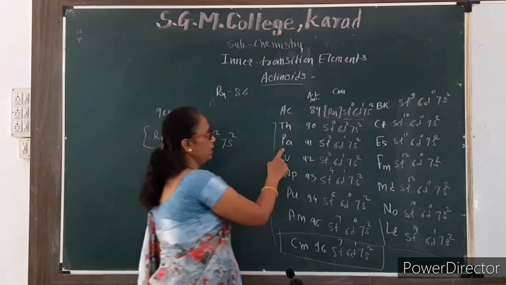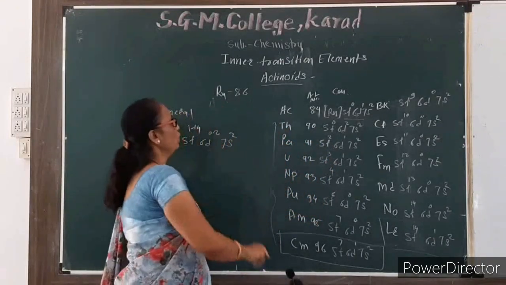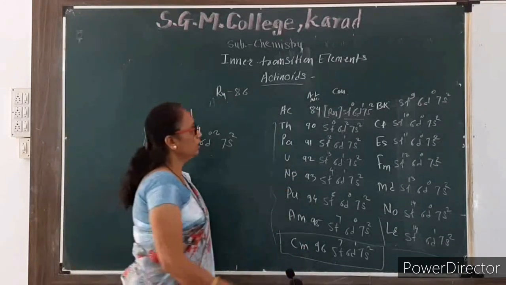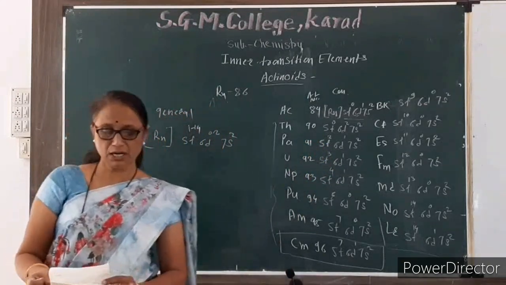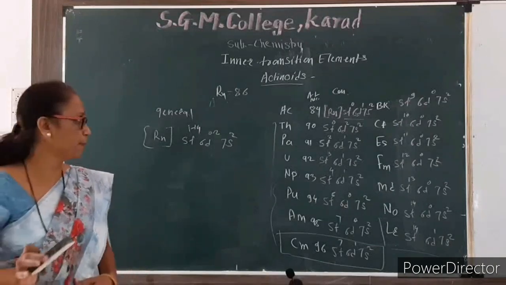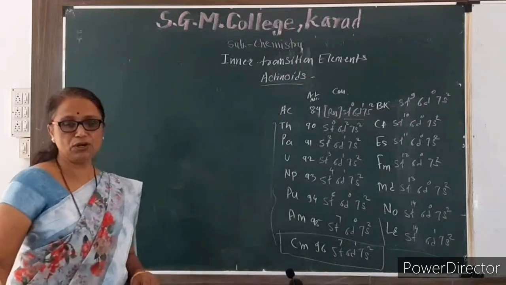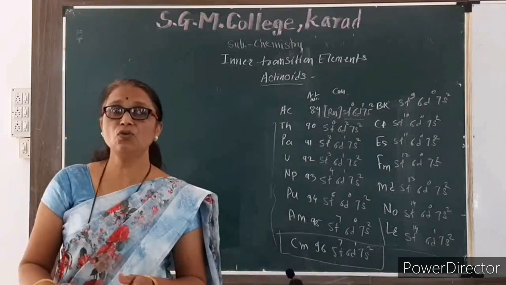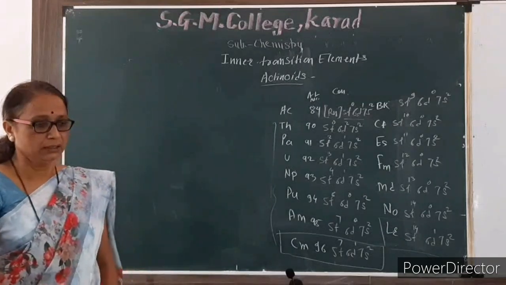Only in thorium, the electron is not present in the higher orbital, but there are 2 electrons in the 6d orbitals. And this is the electronic configuration of the actinoid series. General configuration may be asked in the exam.